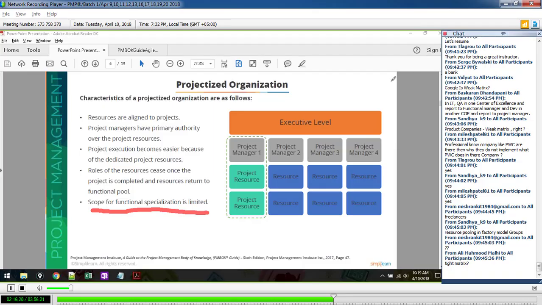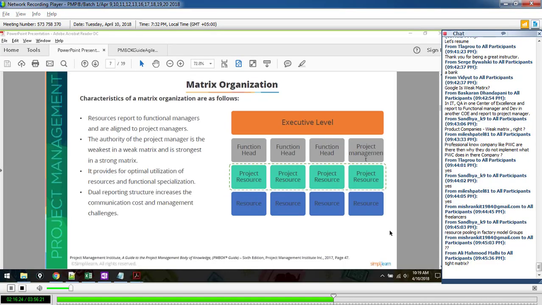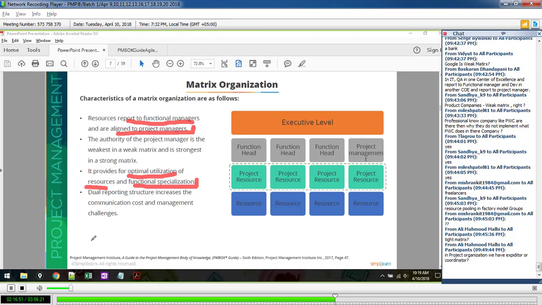Now, let's go to our matrix. Resources report to functional managers and are aligned to project managers. So the resources have dual roles. The resources have two managers, too. Optimal utilization of resources and functional specialization, right? You get the best of all worlds. You get specialists actually taking advantage of their specialization. It comes at a cost. It's complex and it's time consuming.